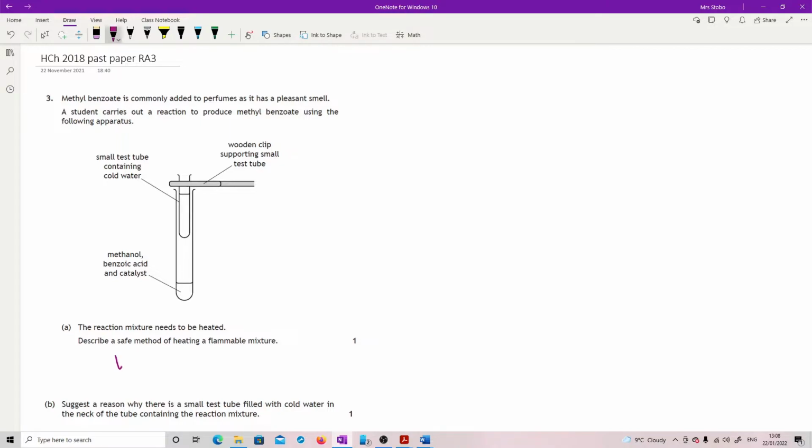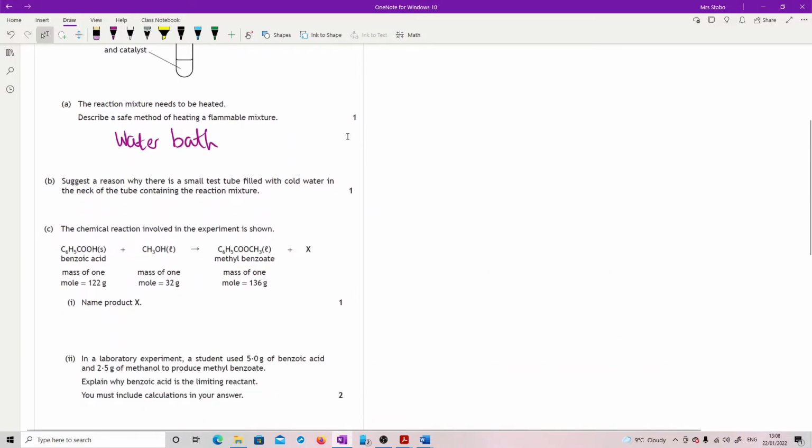So, really, a water bath is your nicest way of doing that. But you could also use a heating mantle. Basically, anything that doesn't have direct flame will work nicely on that one.